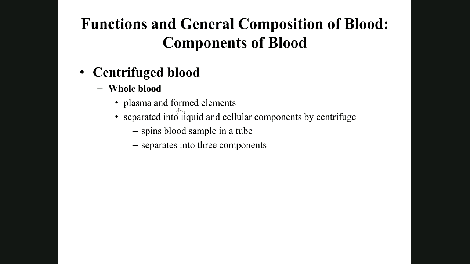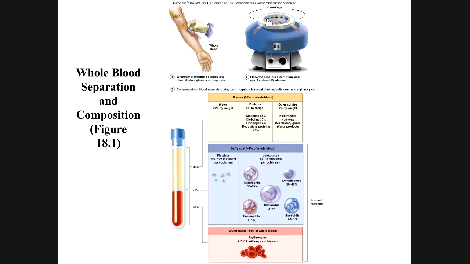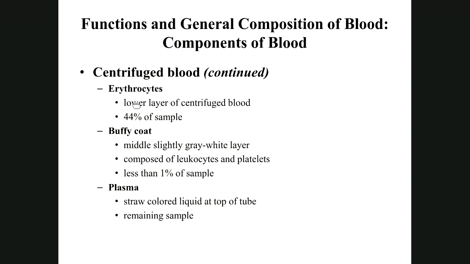And what ends up happening is, let's go to this picture. When we put this tube in, it ends up spinning so that the bottom of the tube is farthest away. So the heaviest things, the solids, are going to pack down to the bottom, and the lightest things, the fluid, is going to pack towards the top. Okay? Now, we're going to get three layers. We're going to get an erythrocyte layer. This is the lowest layer, the bottom layer. And these are just your red blood cells. This should be a little bit less than half of the sample.